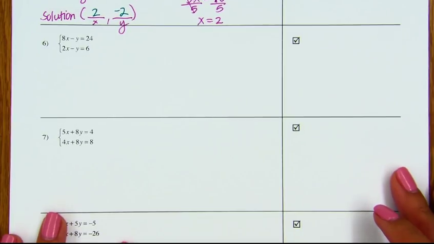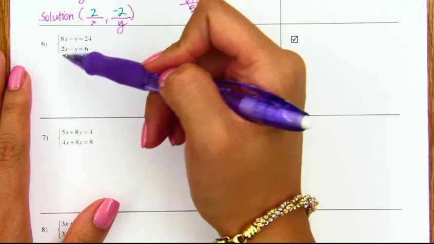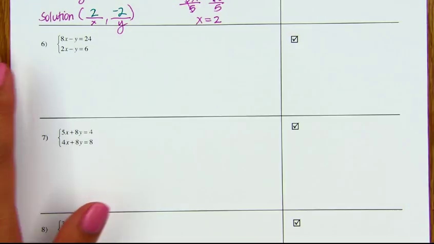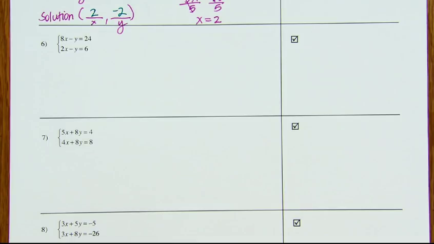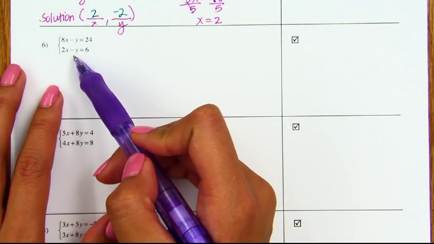Okay, so for number 6, it's slightly different. For number 6, if you check, everything is nicely lined up. The x's are lined up, the y's are lined up, the equal signs are lined up. But one thing different about number 6 than the rest of the ones that we've been doing is none of these variables cancel out nicely. The x's don't cancel out, neither do the y.